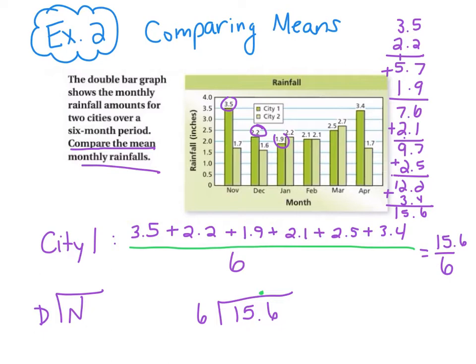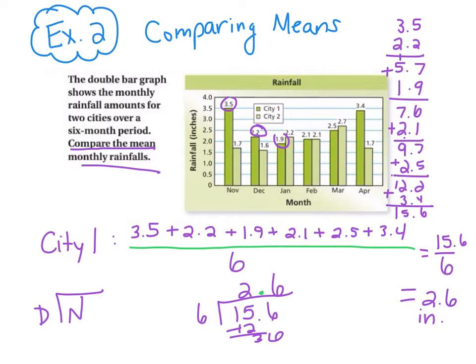So 6 can't go into 1, but it can go into 15 twice. That would only be 12. When you subtract, you've got 3 left over. Bring your 6 down. 6 can go into 36 6 times. That means we've got nothing left over. So 2.6 inches would be the average amount of rainfall for City 1.